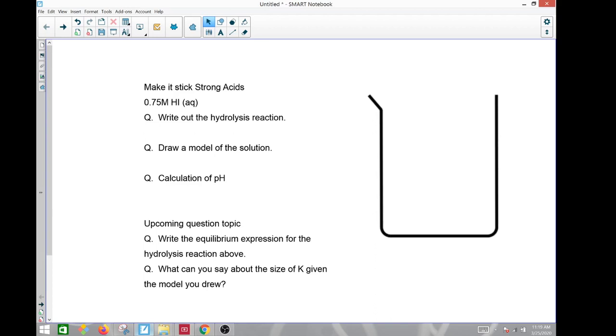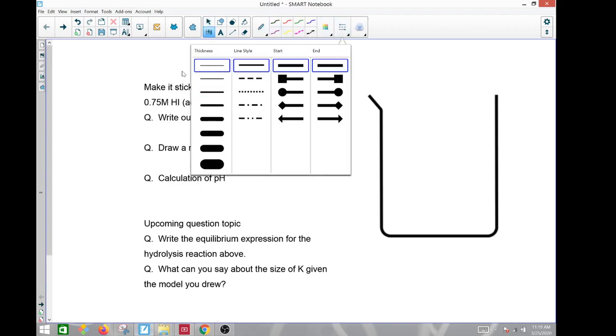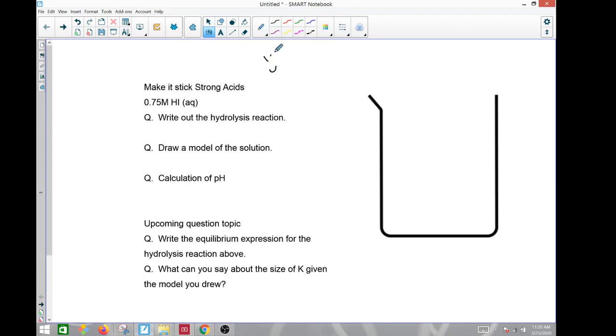Okay, let's go over the answers to this little practice. So it says this is a strong acid. So I have a situation here. Grab a pen. All right. Okay, so now it says we have this acid here. It's a couple things here. HI is a strong acid. You've got to realize there are 6 strong acids.